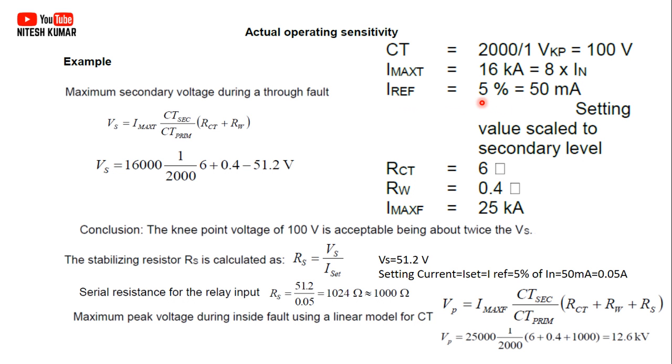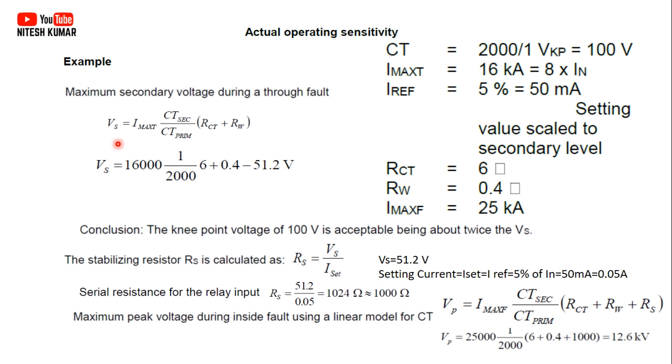5% in the sense that 5% of the secondary, right? The 5% of the 1 ampere. That means 5% of secondary of your CT, this will be 50 milliamps. Okay, and the resistance of the CT secondary winding will be 6 ohm. The resistance of the wire connected to the CT secondary is 0.4 ohm, and I maximum fault current in case of inside fault, that is.